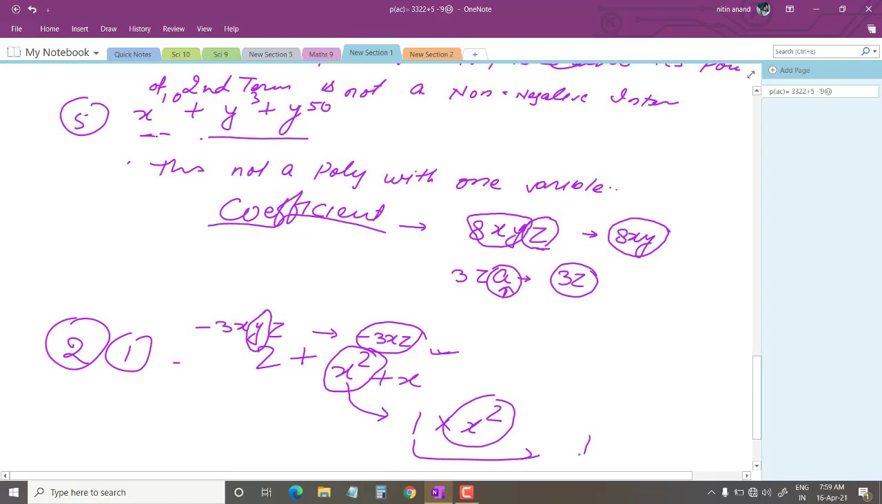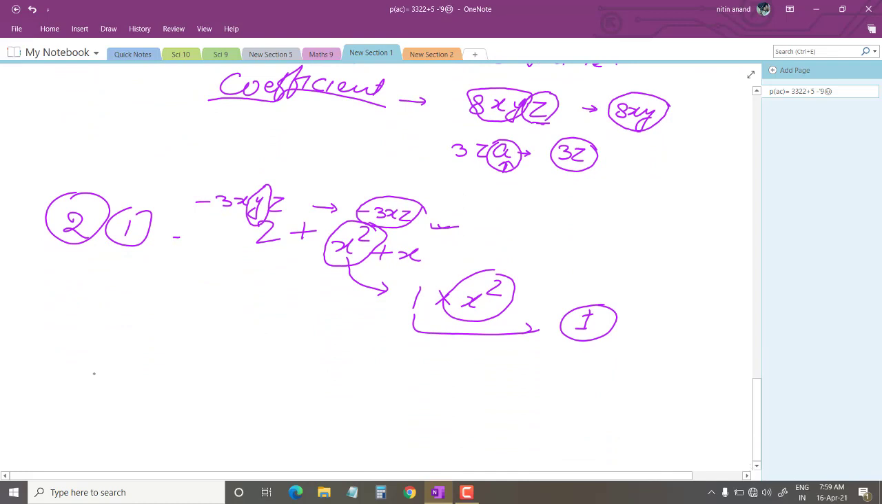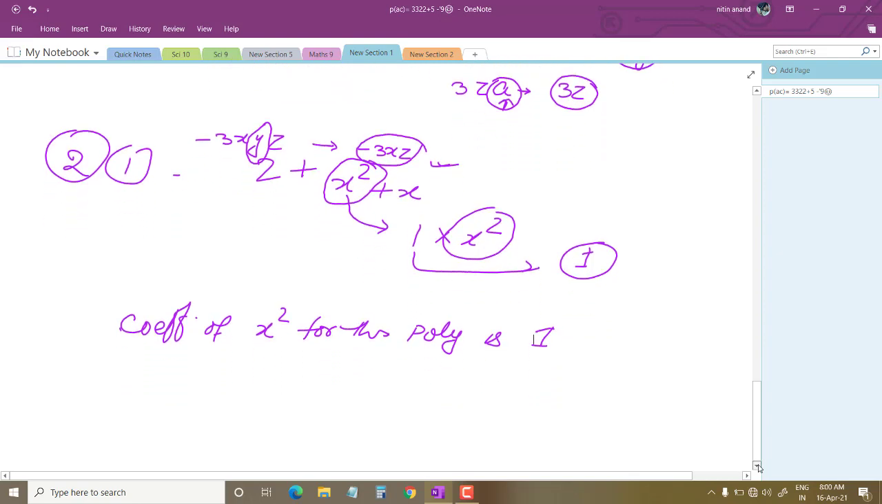Now what will we write for our conclusion? We will write: coefficient of x square for this polynomial is 1. Okay, dear student, now see the second question.